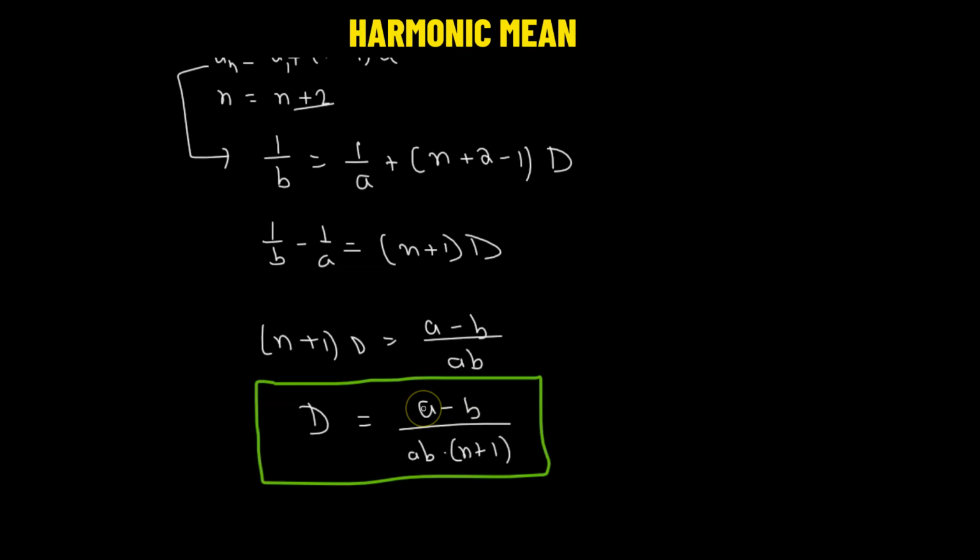That means if we know the first term, which is A, the last term, B, and how many harmonic means have been inserted between A and B, then we can find the common difference D. And once we know the common difference D, we can easily obtain the value of each of the individual terms. Fine. Let's try to understand this with the help of an example.